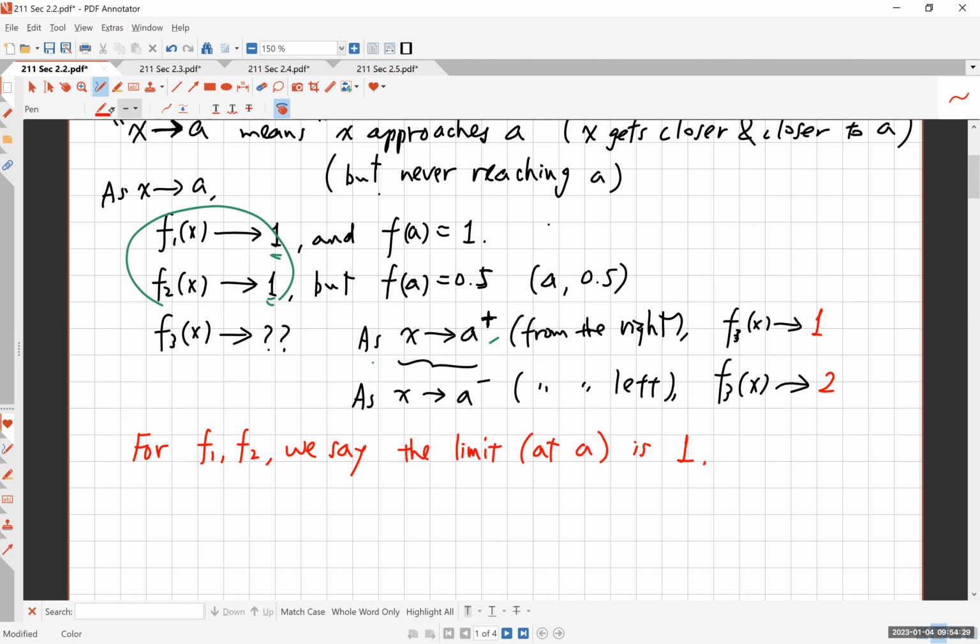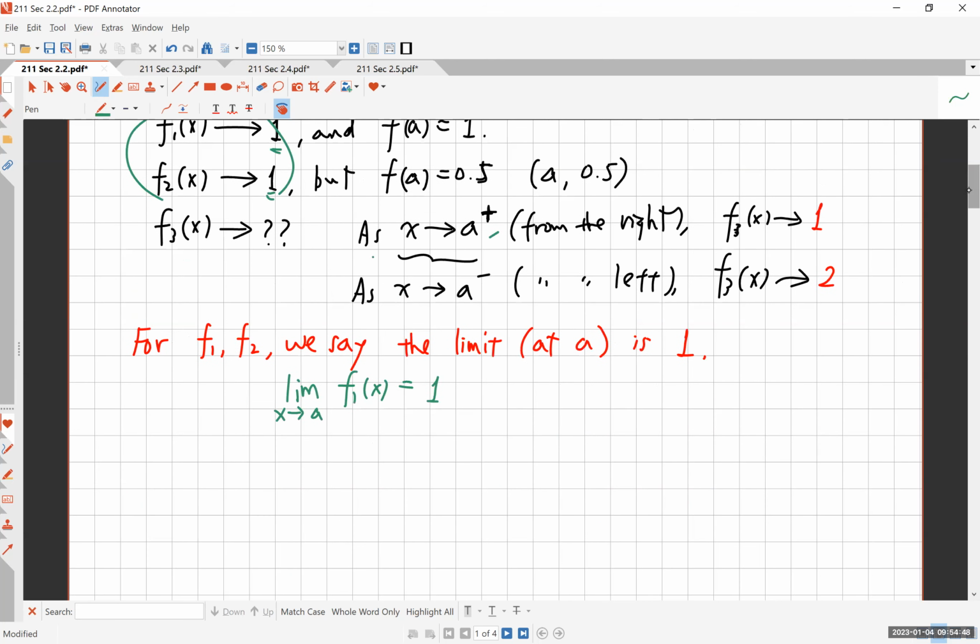Now here's how I write this. Using green here. All right, so we say limit of f1 of x as x approaches a is 1. And this complicated notation, you have to learn this symbol very, very carefully, right? This part is not a. This is f1 of x. And this part should say x approaches a. All right, so the limit of f1 of x as x approaches a is 1. That's how you read this.